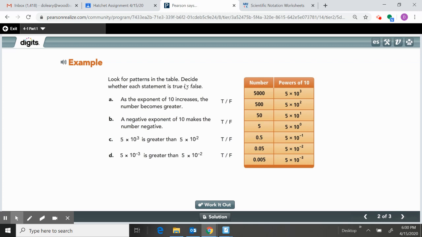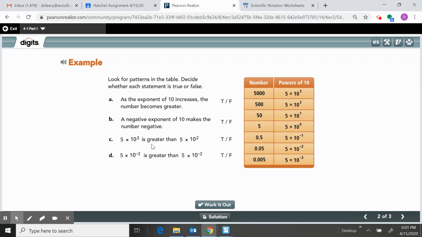Looking for patterns in the table, decide whether each statement is true or false. As the exponent of 10 increases, the numbers become greater. So as the exponents increase, exponent of 1, exponent of 2, exponent of 3, does the answer increase? Hopefully you'll see that. A negative exponent of 10 makes the number negative. We just covered that on the last page. Does the negative exponent make the answers negative? Let's decide whether that's true or false.